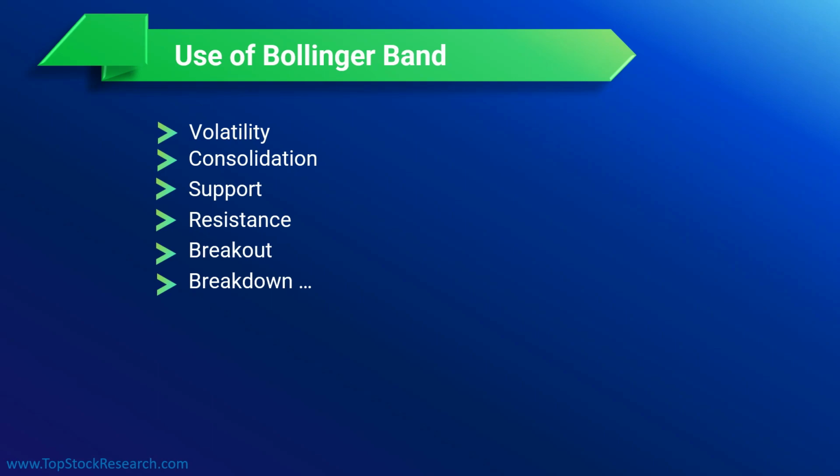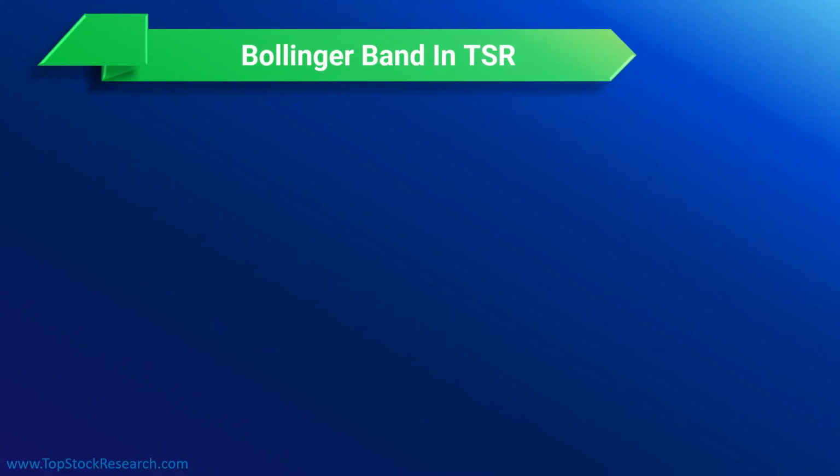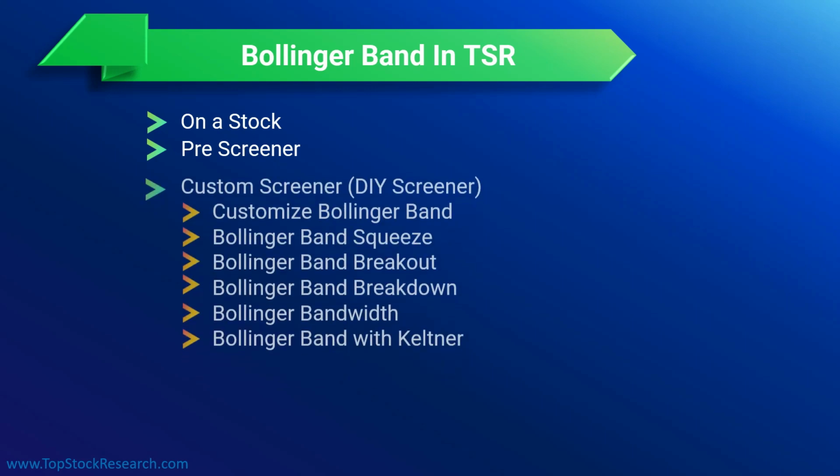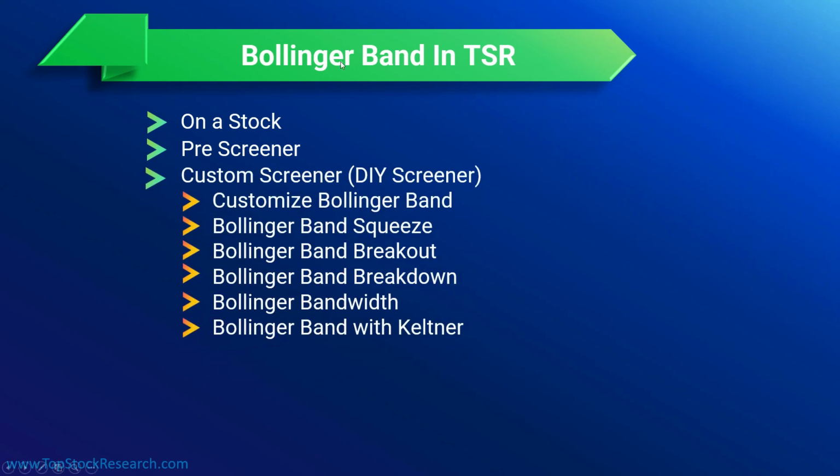Okay. All right. So Bollinger Band and Top Stock Research: like other indicators, you can get Bollinger Band on a stock. You can get it on a pre-screen. The pre-screen would typically use 20 SMA and two standard deviation. You have a DIY screener where you can customize Bollinger Band, the different numbers. You can find the squeeze. Squeeze is nothing but the consolidation, breakout, breakdown, Bollinger bandwidth. Remember, upper minus lower divided by middle band is the bandwidth.